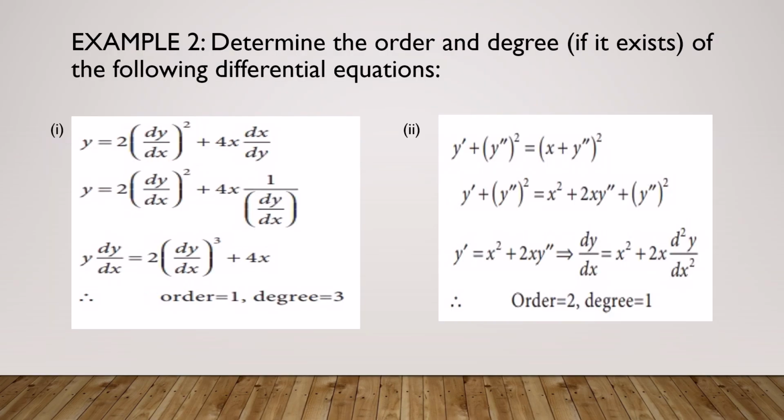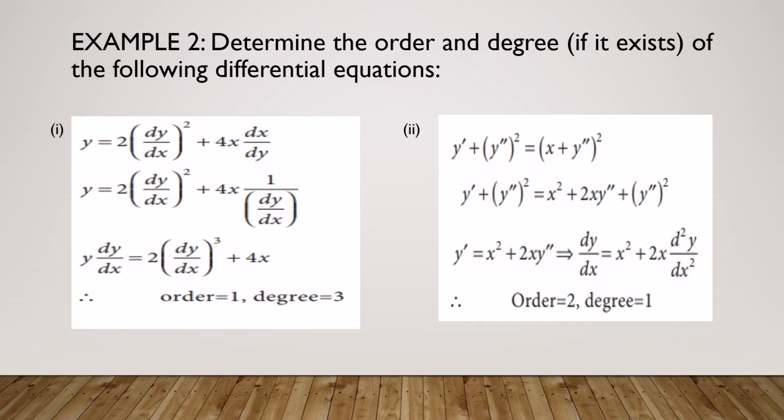Next example also, you have to determine the order and degree if it exists of the differential equations given over here. Sometimes they might not be given directly. So you need to first of all make some transformations and then obtain the order and degree. So in the first example over here, you are given y is equal to 2 into dy by dx whole square plus 4x dx by dy. Now over here second term has dx by dy. So first of all you try to make it in a proper differential equation of the type dy by dx. So dx by dy is 1 upon dy by dx.